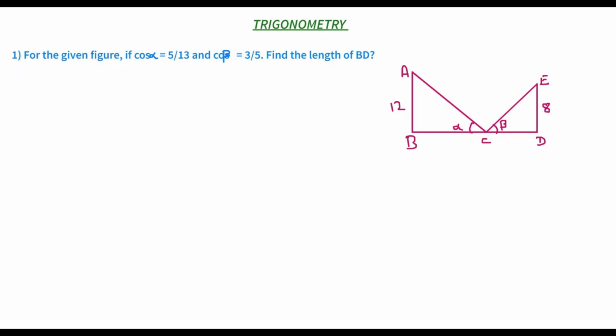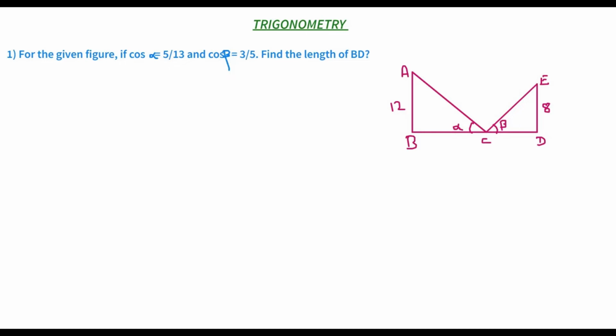So now let's see the first question for today. For the given figure, if cos alpha equals 5 by 13 and cos beta equals 3 by 5, find the length of BD. So our question is cos alpha equals 5 by 13 and cos beta equals 3 by 5. Find the length of BD. So they are asking us the length of BD and the figure is given here.